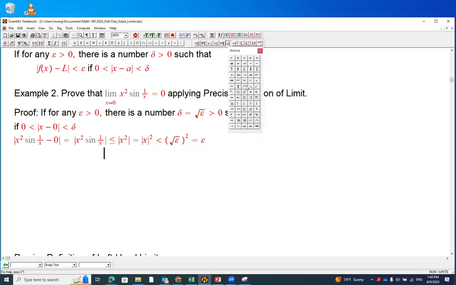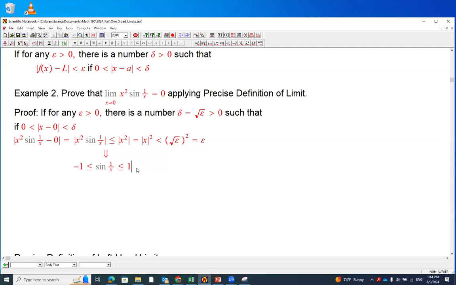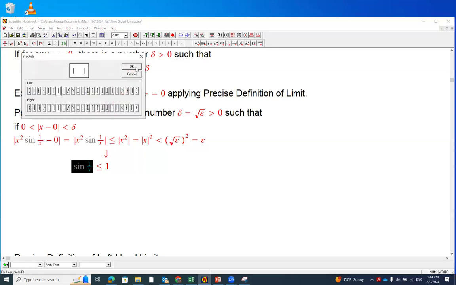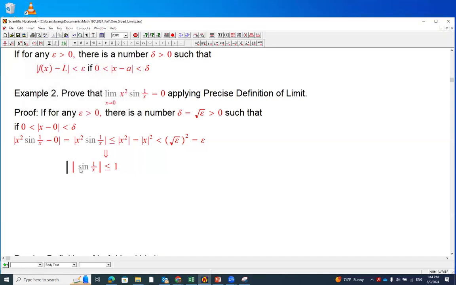The reason is that sine of 1 over x is between negative 1 and positive 1. Or the absolute value of it is less than or equal to 1. So I used that fact.